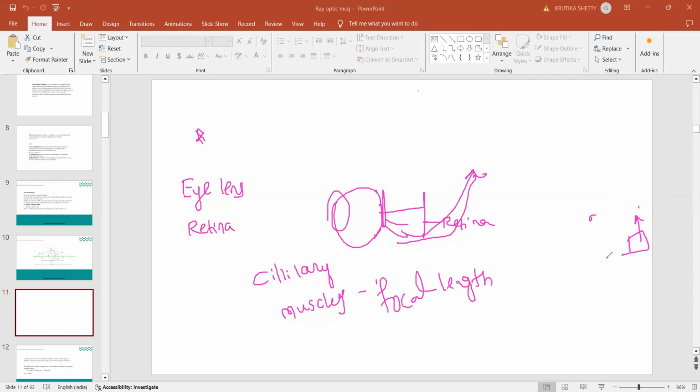Similarly, when you are standing in the sunlight and enter the house, it is the same. So for a fraction of time, you are not able to see the things properly. Then after some time, you are able to see the things properly, right?